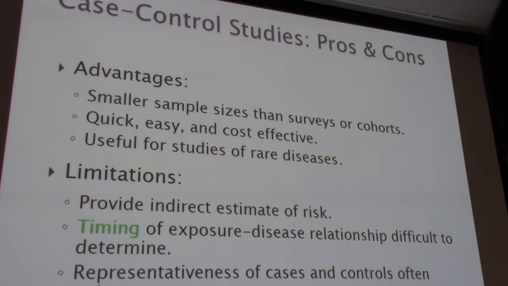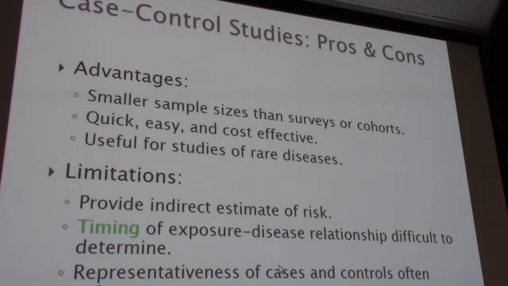Continuing on, some pros and cons of case control studies. Advantages: you often need smaller sample sizes than surveys or cohorts. If you can find all the food allergy kids, you don't have to survey a big, huge population to find them. They can be quick, easy, and cost effective, though that's always relative, because you find your cases and ask them about their history. They can be very useful for studies of rare diseases. If you go to a tumor registry to find the kids with cancer, that's a lot easier than surveying the general population, where you won't find many cases.